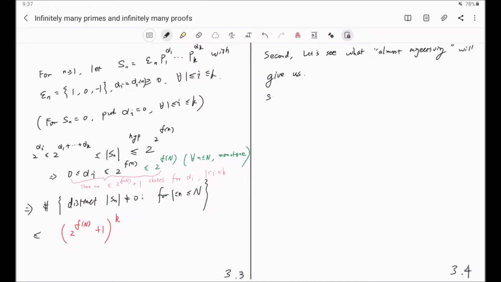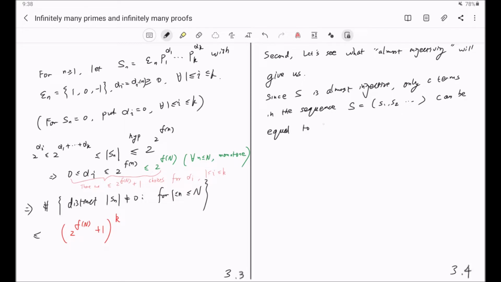Since S is almost injective, only C terms in the sequence S equal to S1, S2, etc. can be equal to 0.